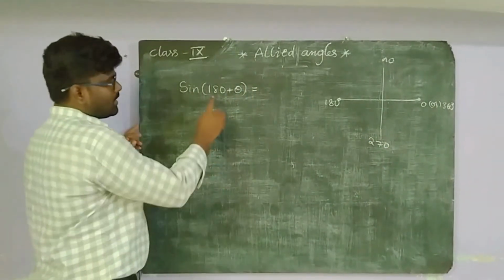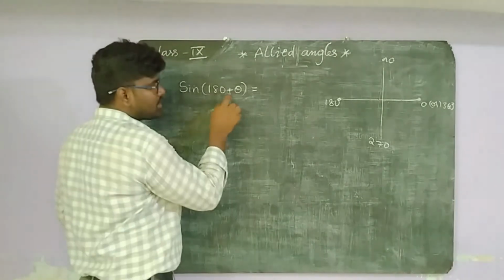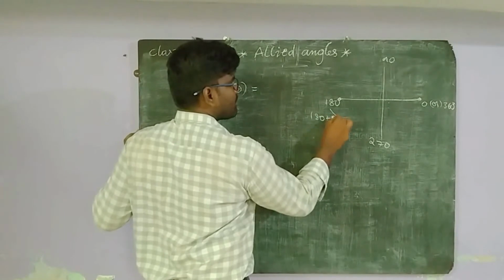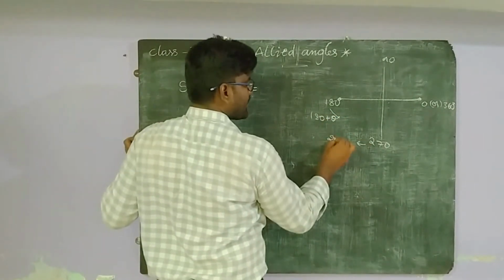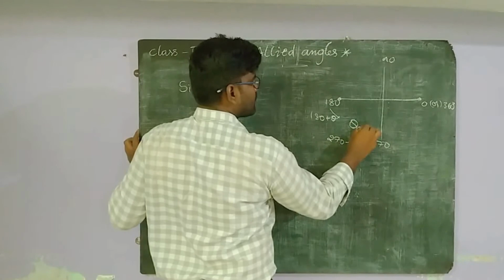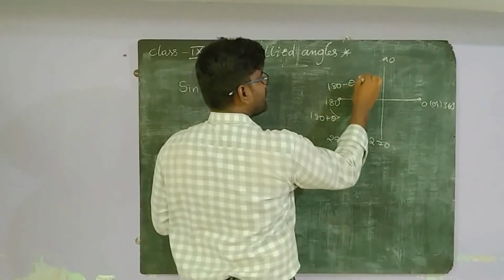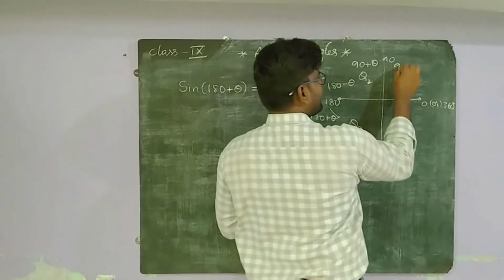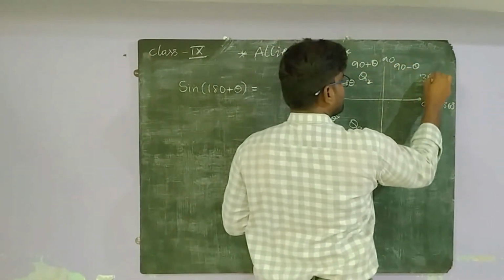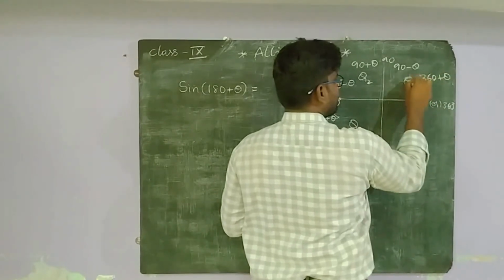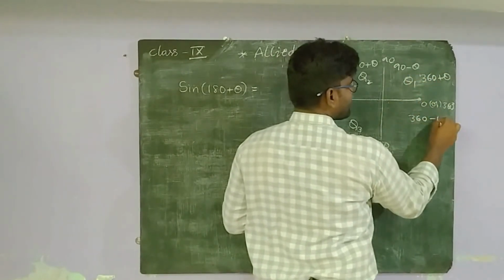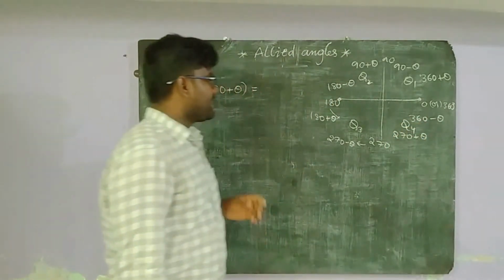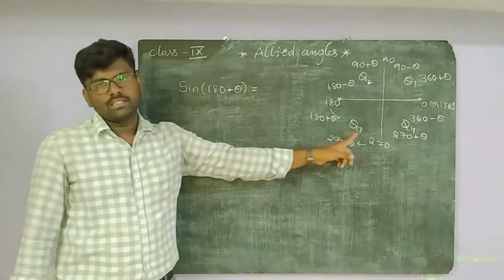Here, 180 plus means above 180, so it is in the third quadrant. 270 minus theta is in the third quadrant. 180 minus theta or 90 plus theta is in the second quadrant. 90 minus theta or 360 plus theta is in the first quadrant. 360 minus theta or 270 plus theta is in the fourth quadrant. Clearly, 180 plus theta means third quadrant.